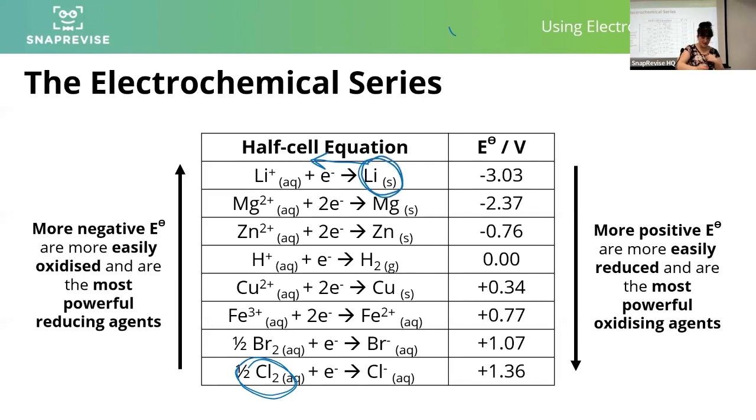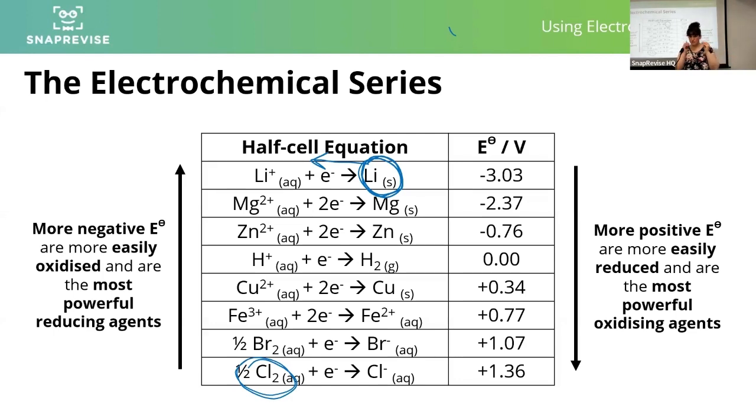So when we're looking at the top of the table, if they're put in order, we're looking at the species that is being oxidized as being the more powerful reducing agent, because it needs to be oxidized to reduce something else. So in this case, it's the lithium, for example, that is going to be oxidized in the backwards direction to become a lithium ion.